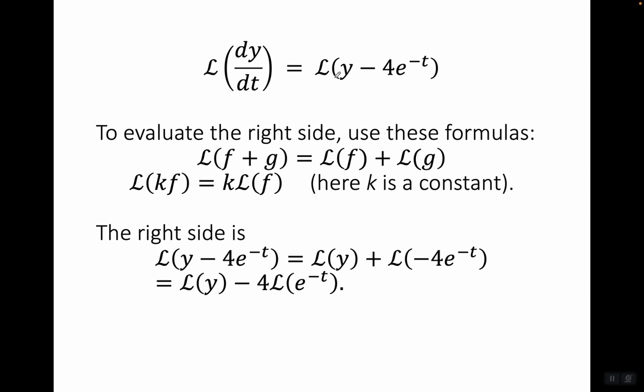Now the right side is L{y - 4e^(-t)}. To evaluate the right side, we use these formulas. It turns out that the Laplace transform of a sum is the sum of the Laplace transforms. That's just based on the basic rules of integration. And the Laplace transform of a constant times f is that constant times the Laplace transform of f. Again, here we're assuming k is a constant. So the right side can be broken up as L{y(t)} plus L{-4e^(-t)}. We can pull the -4 out, and we get L{y} - 4 L{e^(-t)}.